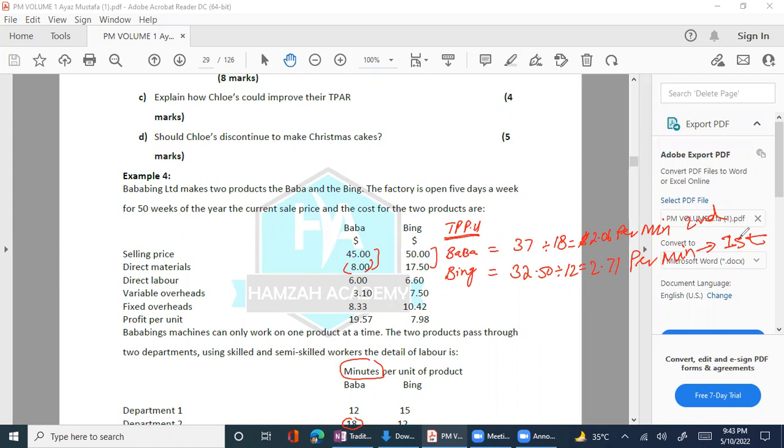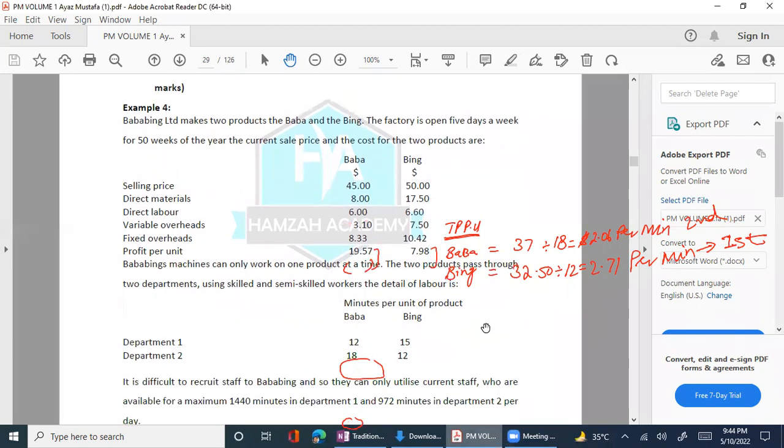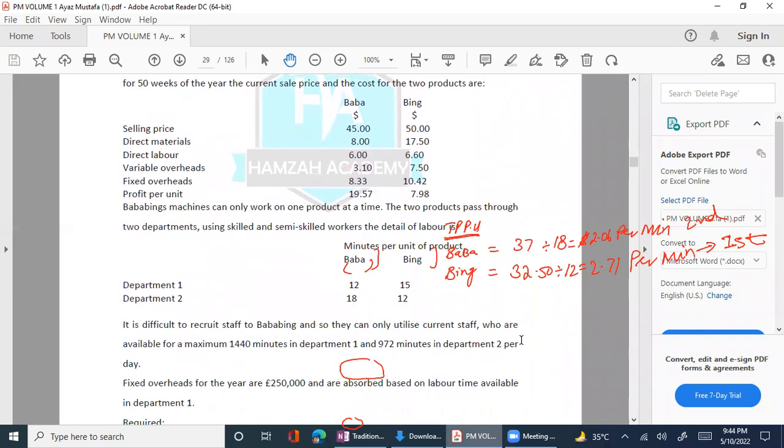And how many minutes are available? It is given in the question how many minutes are available. 972. I'm not getting where it is. Is it clearly written somewhere? Or have you calculated 972? Okay, it is below. Okay. Yes, 972 minutes are for department 2.